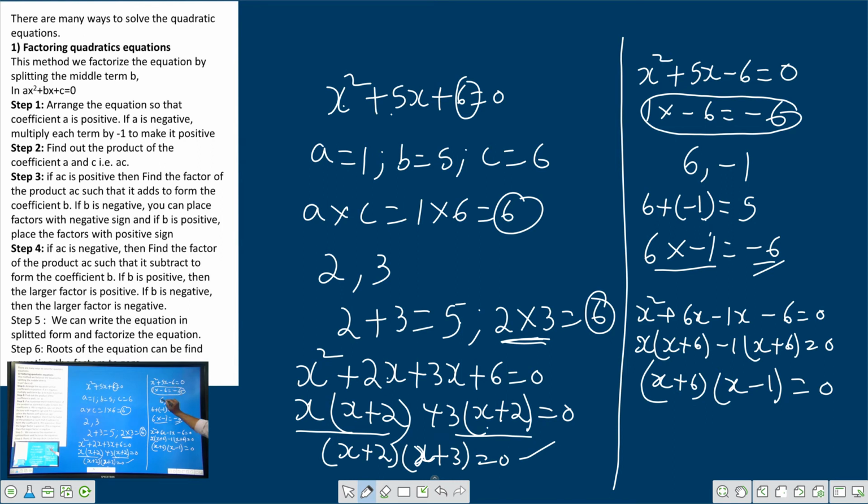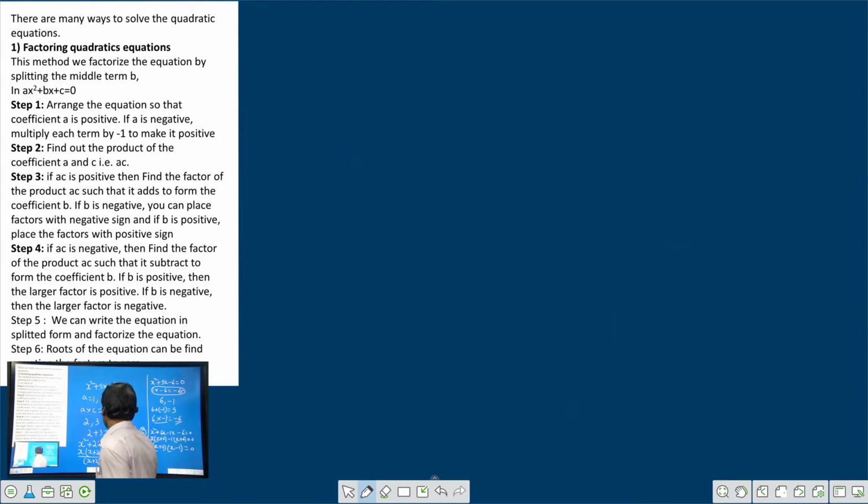Okay? Alright? See, that's right. I have to get minus 6. I am taking factors for minus 6. To satisfy plus 5, I have to take the factors 6 and minus 1. See, 6 plus minus 1, 5. 6 into minus 1, minus 6. Means here plus 6x minus 1x and then minus 6. So I will take another 2 examples to show you.